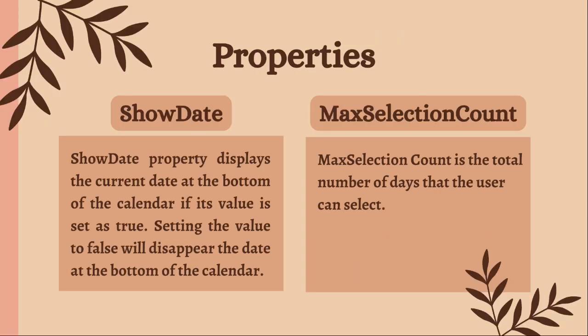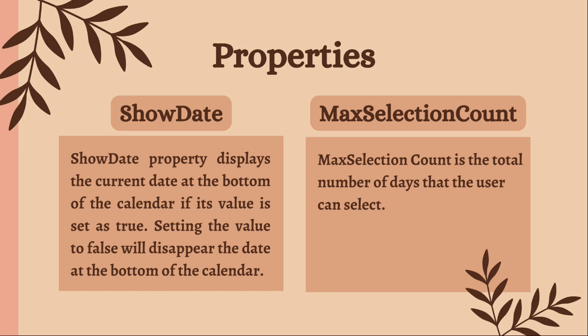Now, here are some of the properties of month calendar. In this presentation, I will only present the basic properties. First is show date. The show date property displays the current date at the bottom of the calendar if its value is set as true. Setting the value to false will make the date at the bottom of the calendar disappear.